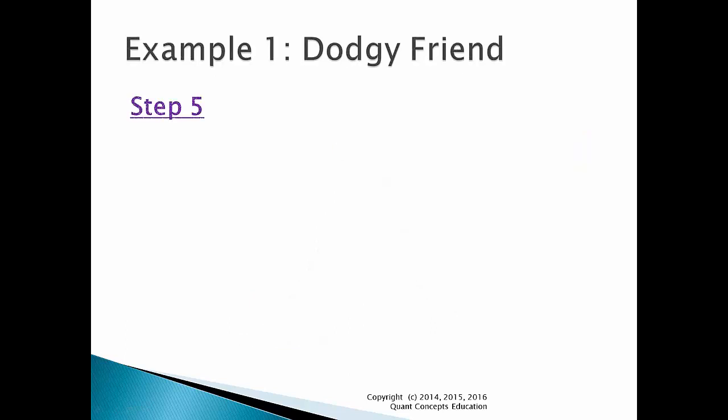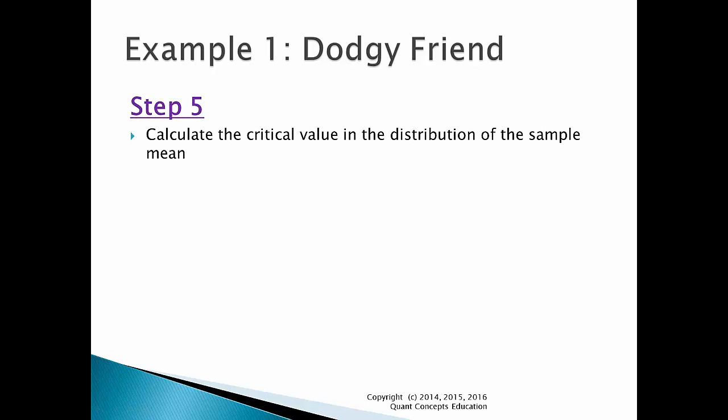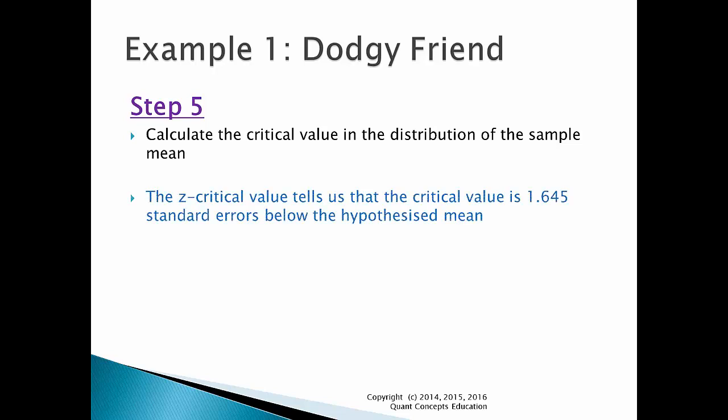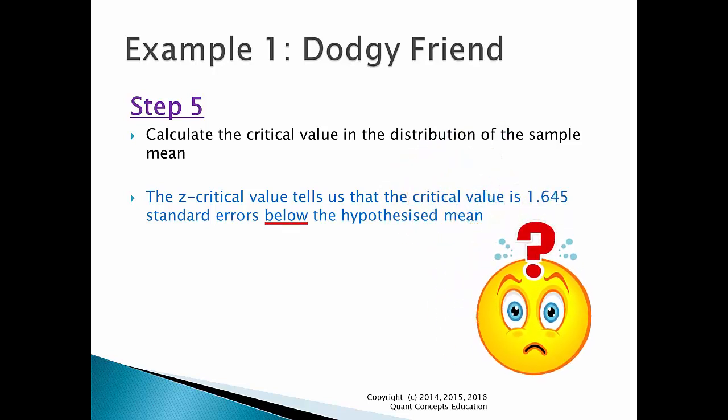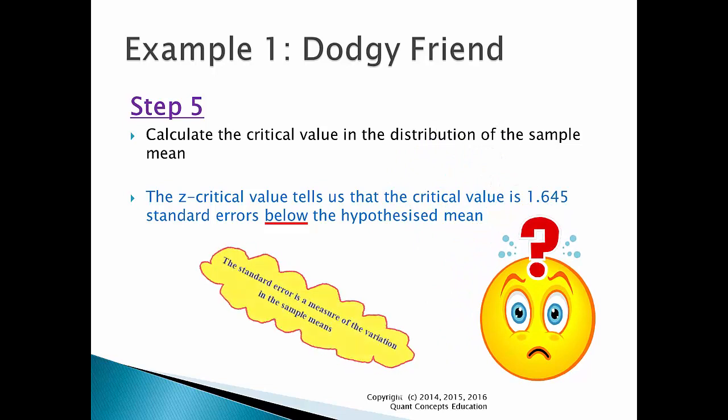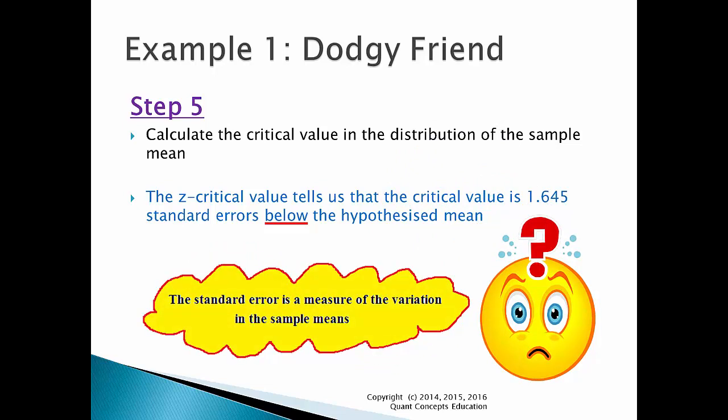Okay, in step 5, we calculate the critical value in the distribution of the sample mean, that is, the original distribution, not the Z distribution. Recall that our Z critical value is negative 1.645. This tells us that the critical value, or the rejection region, is 1.645 standard errors below the hypothesized mean. Because we have a negative Z value, it means that the cutoff for the rejection region is below the hypothesized mean. Now, you're probably asking yourself, what the hell's a standard error? Well, the standard error is a measure of the variation in the sample means. Allow me to elaborate.